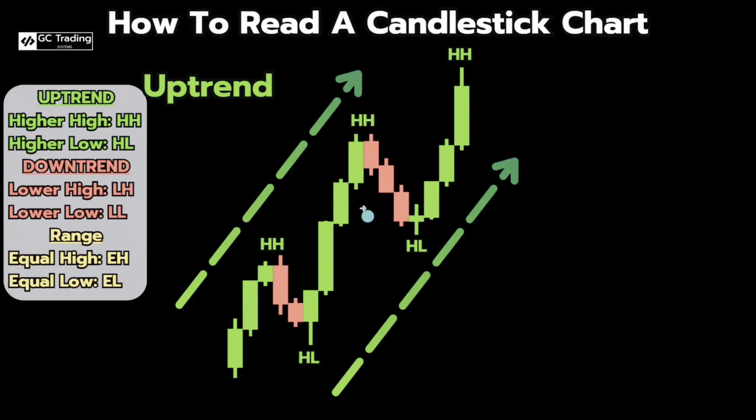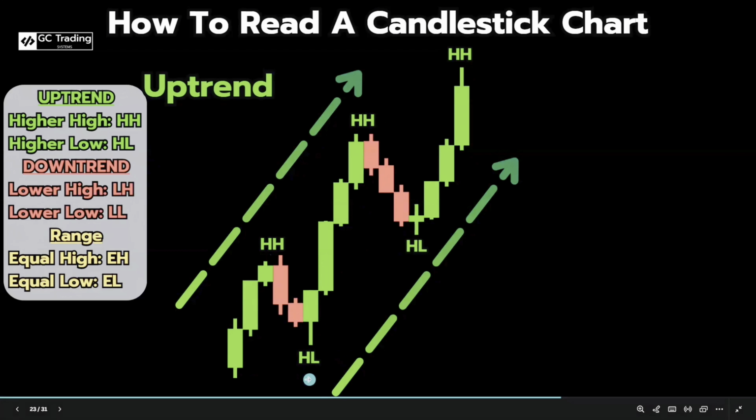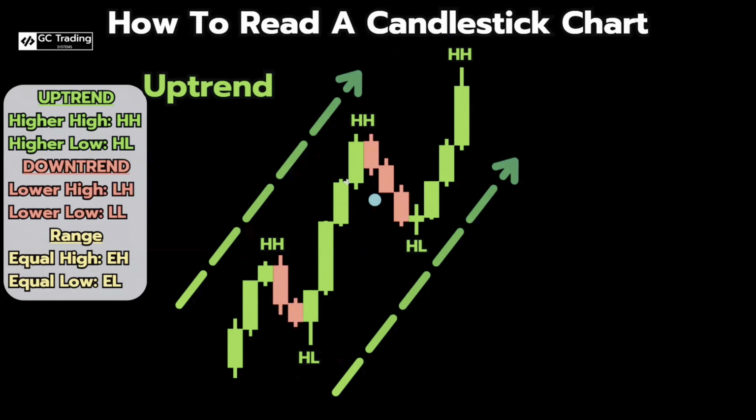And another tip to help you identify an uptrend is to look for higher highs and higher lows. So right here we have a higher high, we have a higher low, another higher high, higher low, and then another higher high. So what are these?